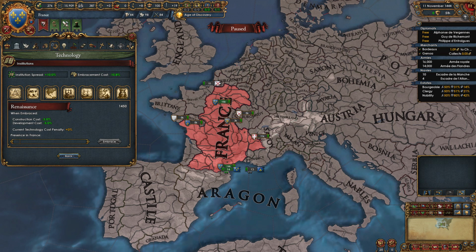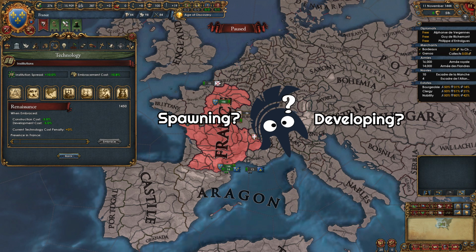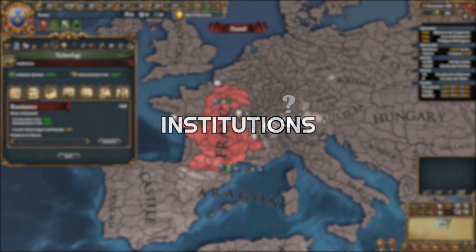This one was requested by one of the patrons, but also I wanted to do one on institutions because I have seen a lot of questions about institutions from beginner EU4 players, and there seems to be a lot of confusion about spawning and developing institutions. So today we are going to take a look at the institutions mechanic in game, and since this is a basics guide, it's going to be more for beginner to intermediate level players.